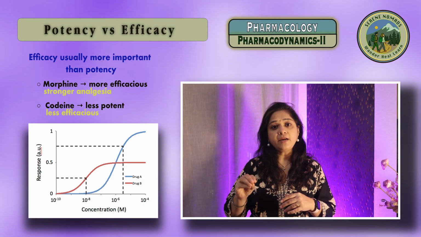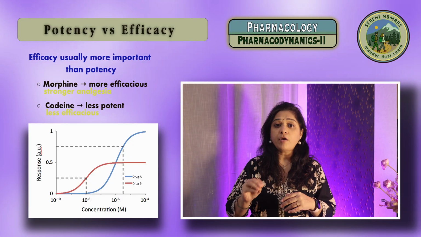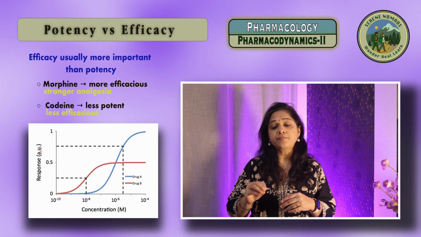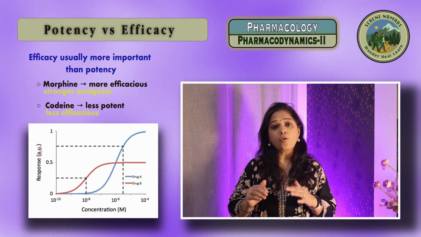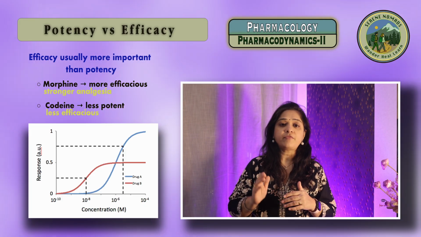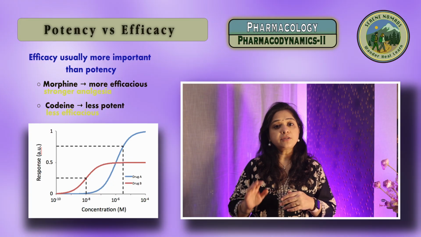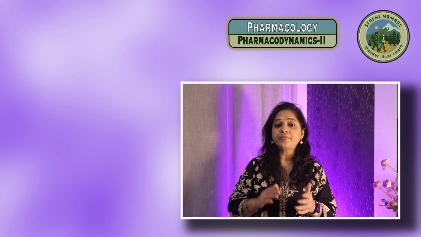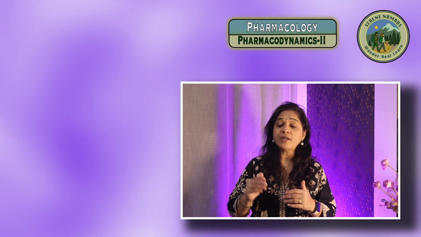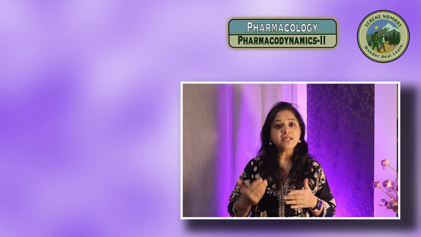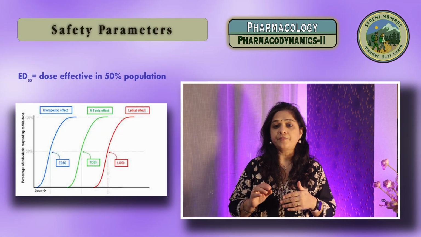For example, take morphine and codeine. Morphine produces stronger analgesia. It's more efficacious. Codeine is less potent and also less efficacious. So, in severe pain, morphine is preferred. To summarize, potency is about how much drug is needed. Efficacy is about how much can be achieved. For treatment outcomes, efficacy is usually the determining factor.